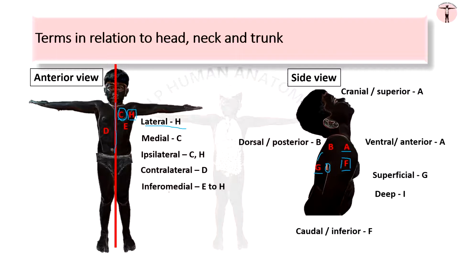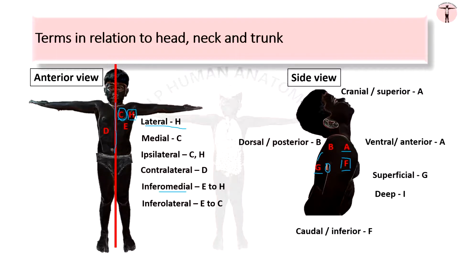Now inferomedial. Inferomedial is that relation of the structure which is both inferior and medial to the adjacent structure. And inferolateral is that structure which is both inferior and lateral to the adjacent structure. Now to take the example of C, H and E, E is inferior to both the structures, and you can see it is in the middle of these two structures.